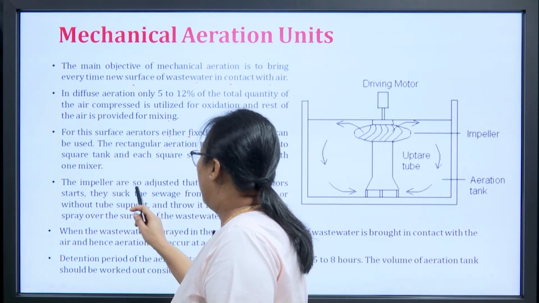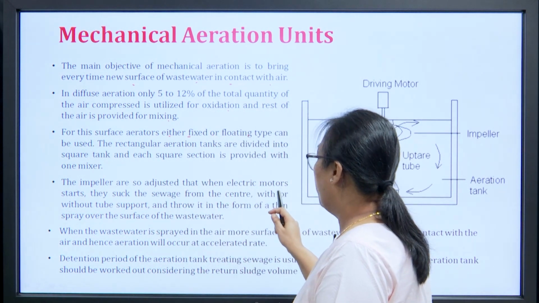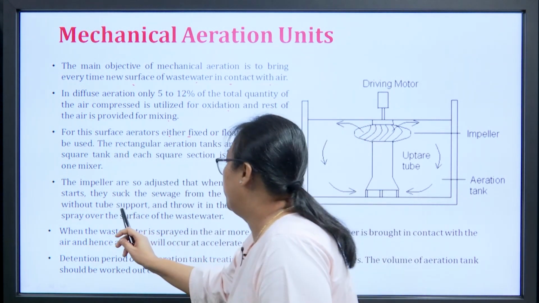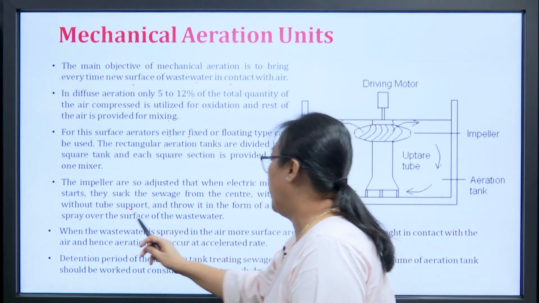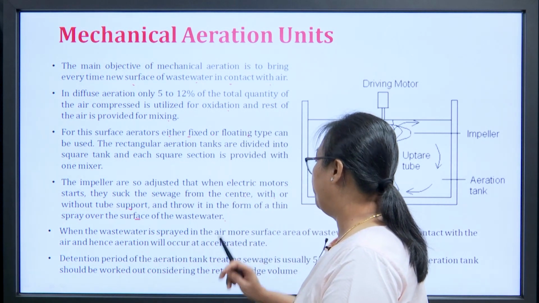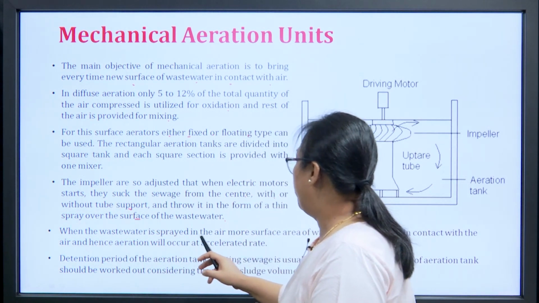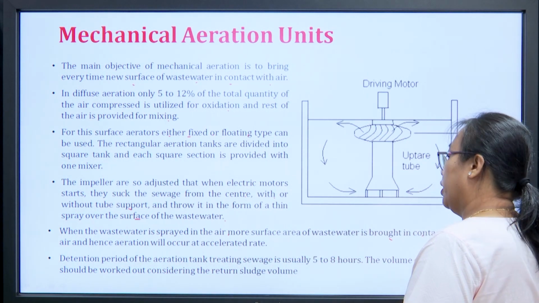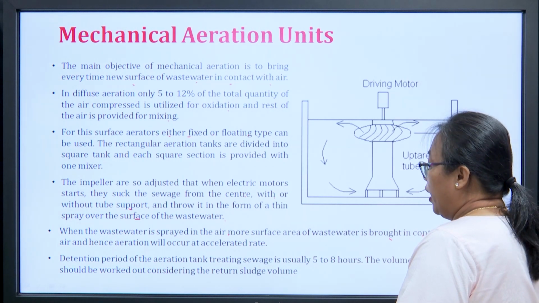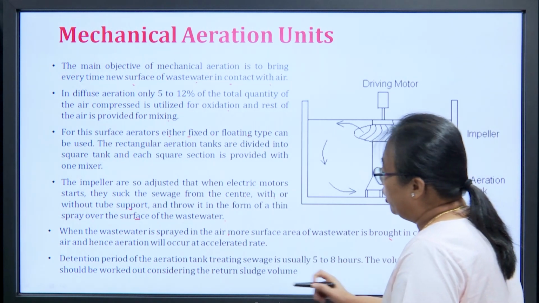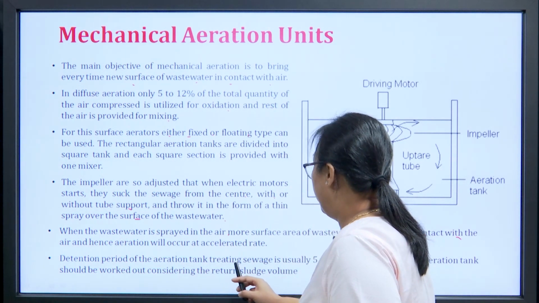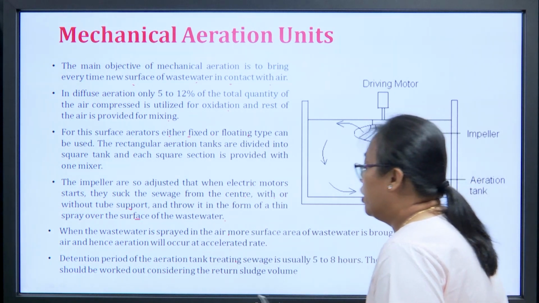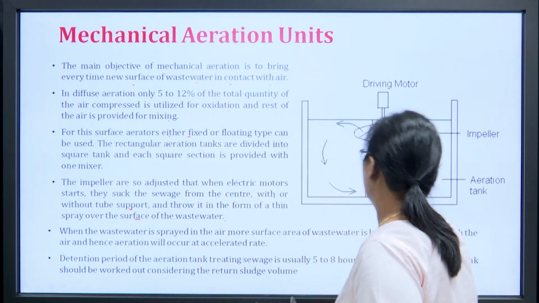Okay. The impellers are so adjusted that when the electric motor starts, they suck the sewage from the center with or without tube support and throw it in the form of thin sprays over the surface of the wastewater. When the wastewater is sprayed in the air, more surface area of wastewater is brought in contact with the air and hence aeration will occur at an accelerated rate. Detention period of an aeration tank treating sewage is usually 5 to 8 hours. Volume of aeration tank should be worked out considering the return sludge volume, right.